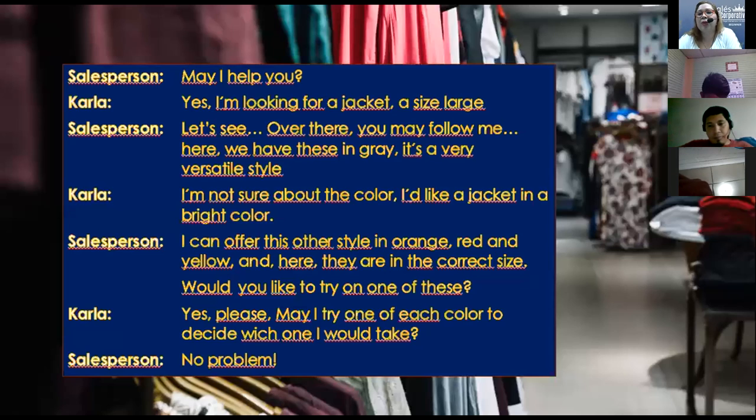Okay, here it is. Then we have the salesperson, the employee of the store, and Carla. Carla is the woman who is looking for something at that retail store.